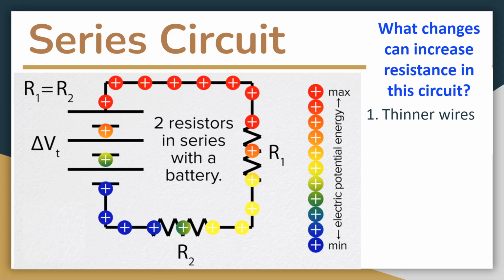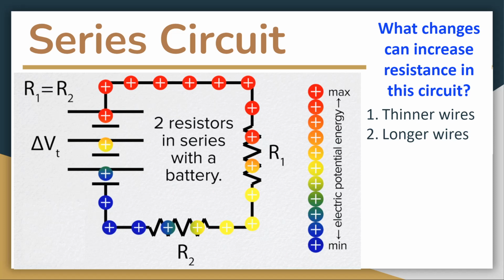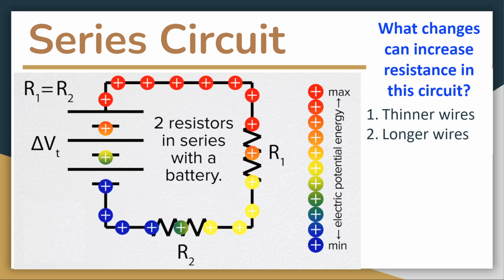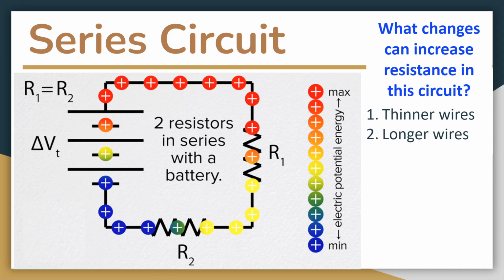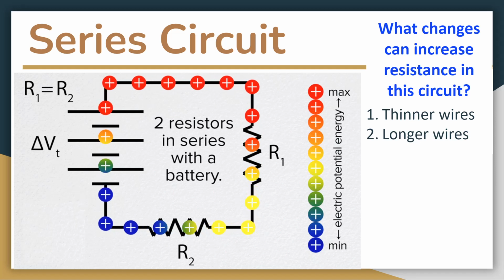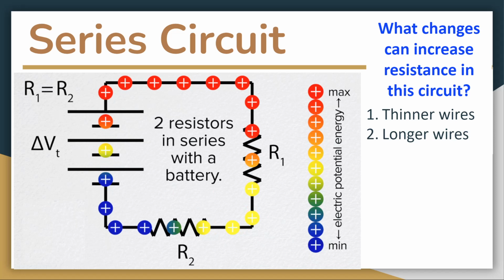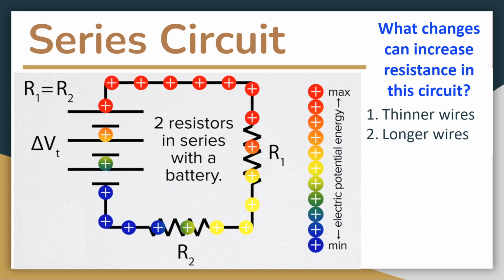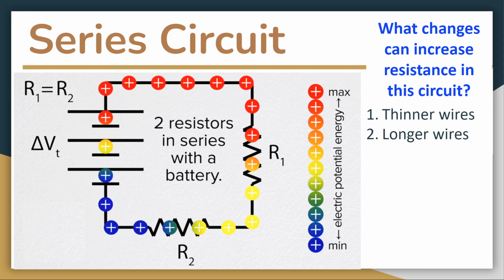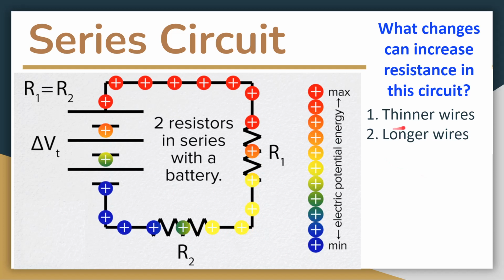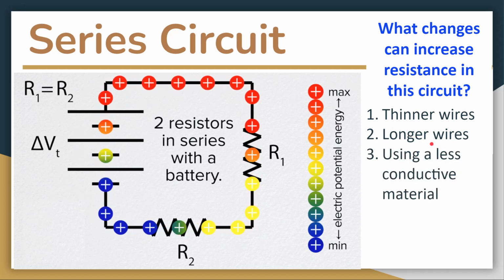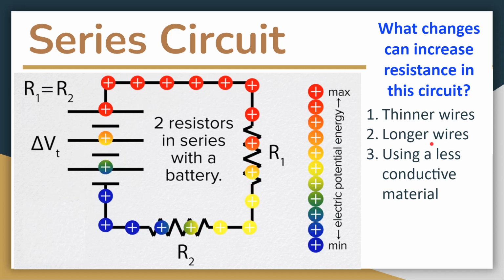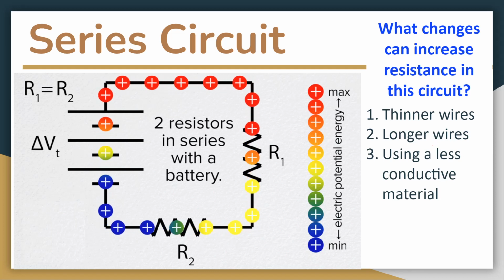Okay, I could also use longer wires. I don't know how closely you looked at the filament in the bulb because it was so small, but that filament wasn't just a small skinny wire, it was a small skinny coil of wire. So they increased the length of it by making it into a spiral. Okay, and so longer wires also increase your resistance. Using a less conductive material, that's the one that Tiara mentioned, so a less conductive material would increase your resistance.